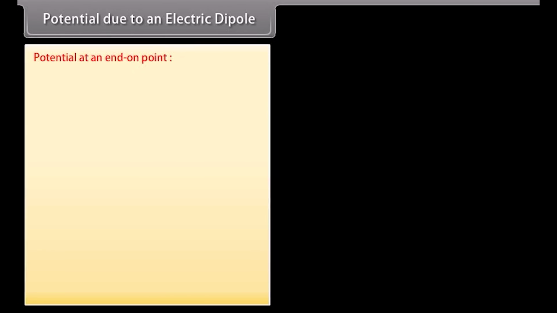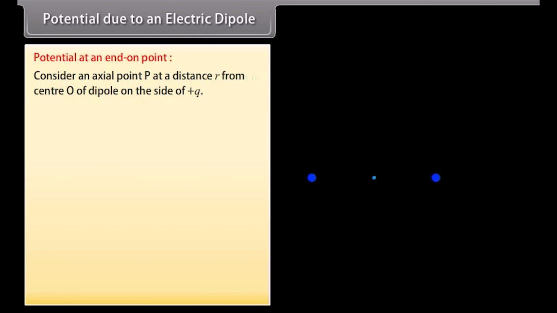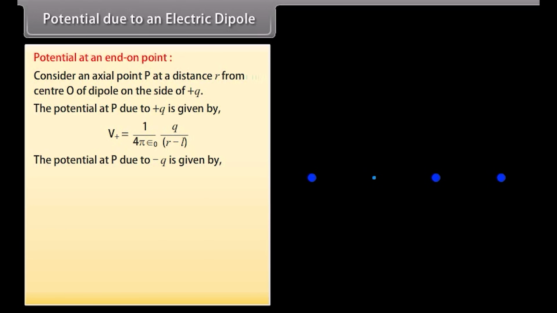Potential at an end-on point. Consider an axial point P at a distance r from center O of dipole on the side of plus Q. The potential at P due to plus Q is given by V positive equals 1 upon 4 pi epsilon naught multiplied by Q upon (r minus l). The potential at P due to minus Q is given by V negative is equal to 1 upon 4 pi epsilon naught multiplied by minus Q upon (r plus l).